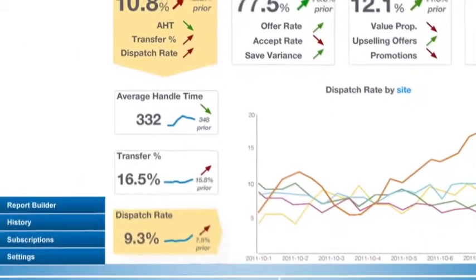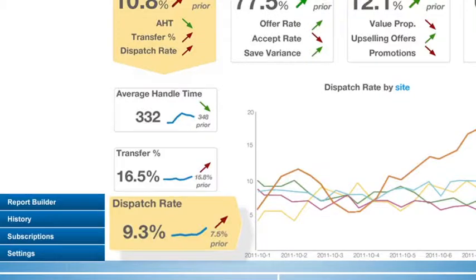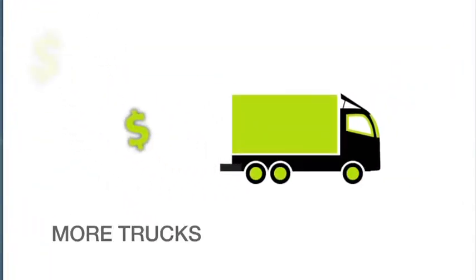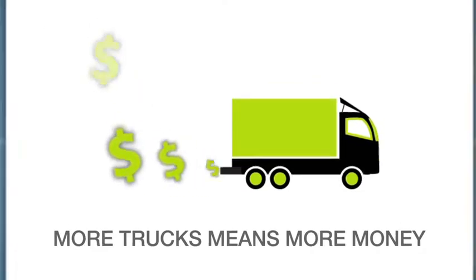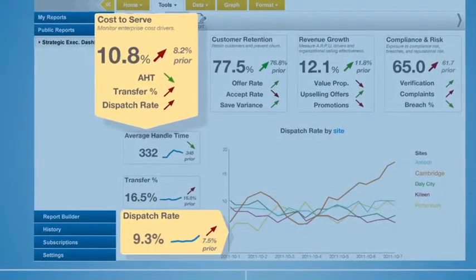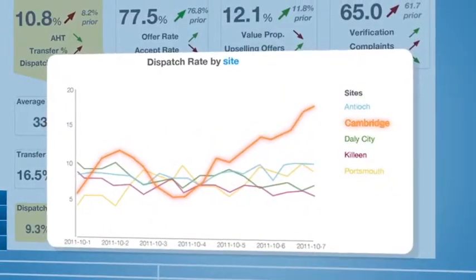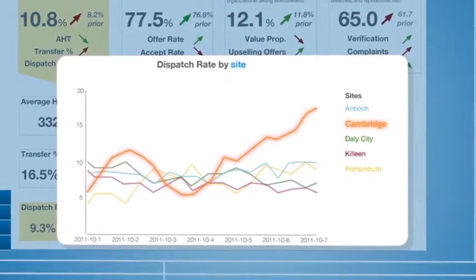We start by checking our dispatch rate. That's how often we send a technician out. If it goes up, we're sending more technician trucks, which means we're spending more money. We can see that our dispatch rate is higher versus the prior period. And we notice that a particular site is sending more trucks than anyone else. Okay, why? We need deeper analysis to know what's going on.